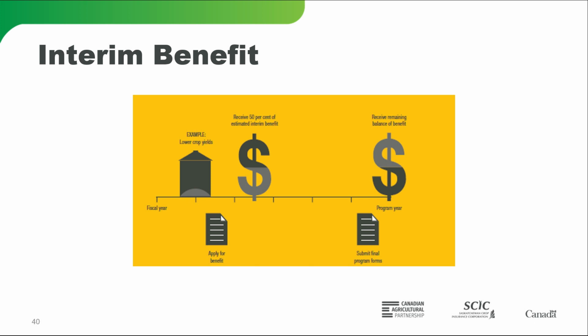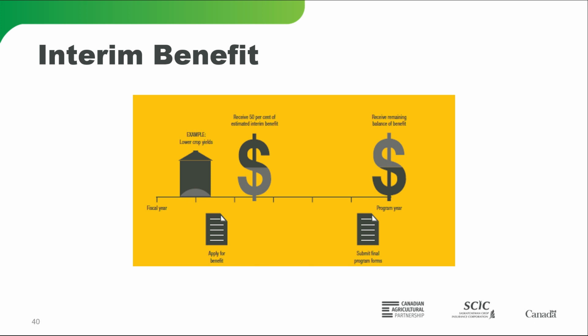So once you do enroll in the AgriStability program and are proceeding throughout your program year, the first thing that you have access to is an interim benefit. So this provides an option to receive a portion of your AgriStability benefit early, prior to your year end. It's a way for us to get cash to you sooner. The interim advance payment is calculated based on an estimate of your final benefit.